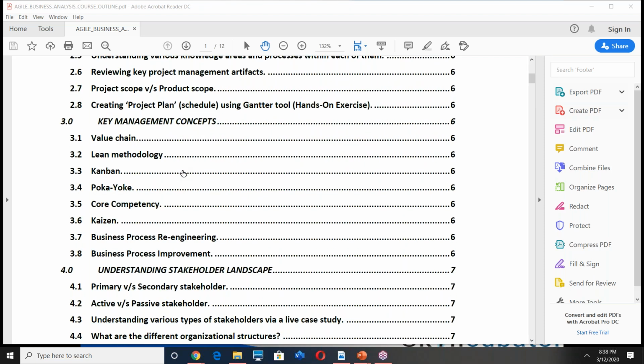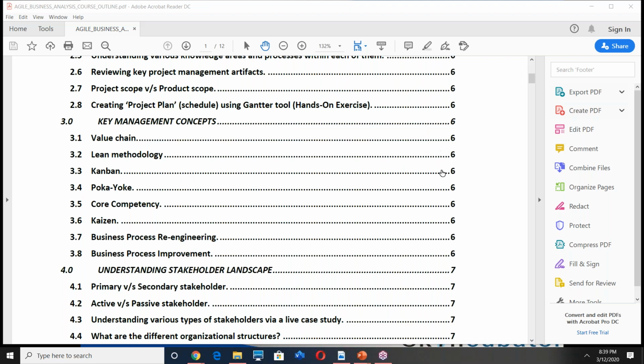Then we'll go and talk about the key management concepts, and all of these are very important, fundamental building blocks for a business analyst to understand how to do a good job to analyze the requirements, to elicit, analyze, and document the requirements. So we'll talk about the value chain, lean principles, Kanban, Poka-yoke, then core competency, Kaizen, which is continuous improvement. And then we'll talk about the BPM, which is business process management. And BPM can further be broken down into two different aspects. One is business process reengineering and business process improvement.